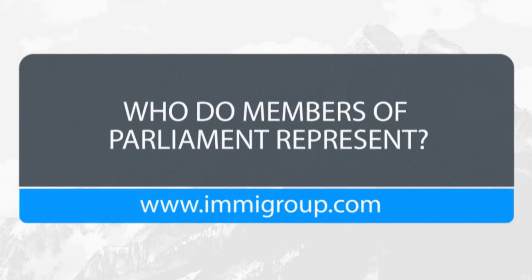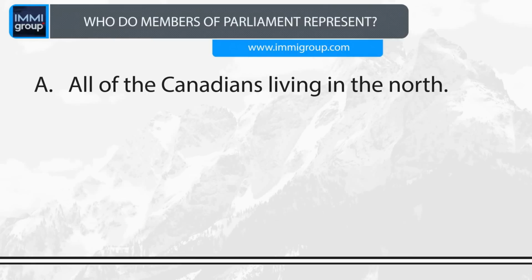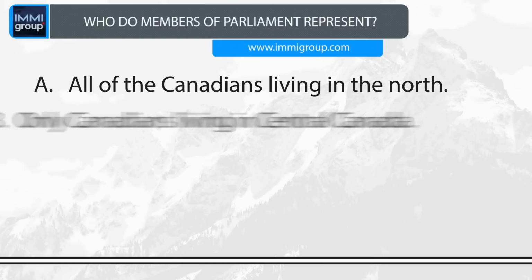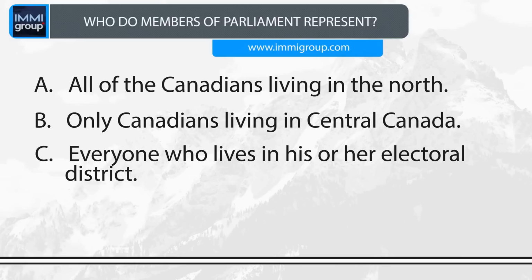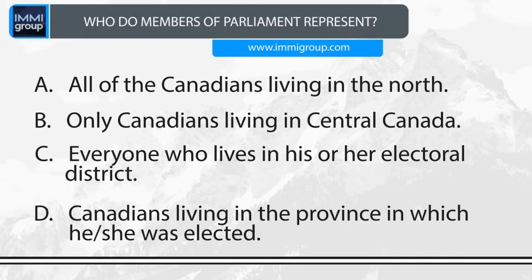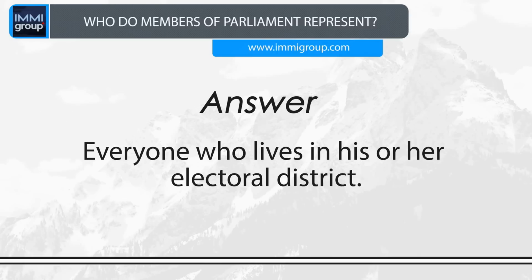Who do members of Parliament represent? A. All of the Canadians living in the North. B. Only Canadians living in central Canada. C. Everyone who lives in his or her electoral district. D. Canadians living in the province in which he/she was elected. Answer: everyone who lives in his or her electoral district.